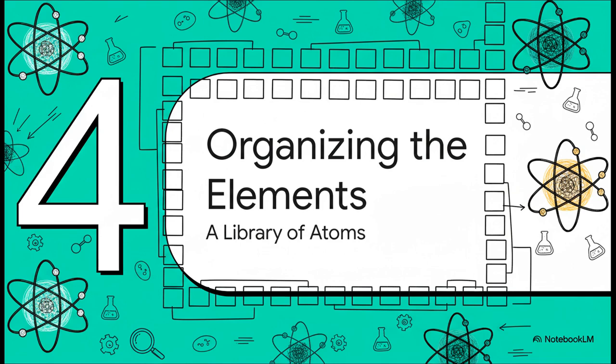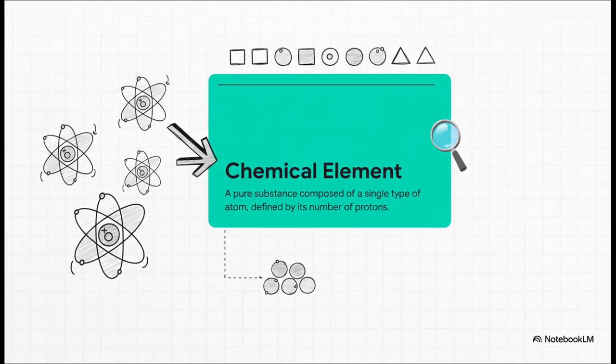But here's the thing, not all atoms are the same. There are lots of different kinds. And lucky for us, scientists came up with an absolutely brilliant way to keep them all organized. This brings us to the idea of a chemical element. An element is just a pure substance that's made of only one single type of atom.